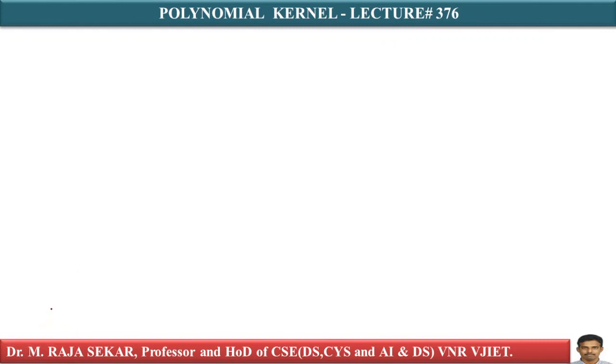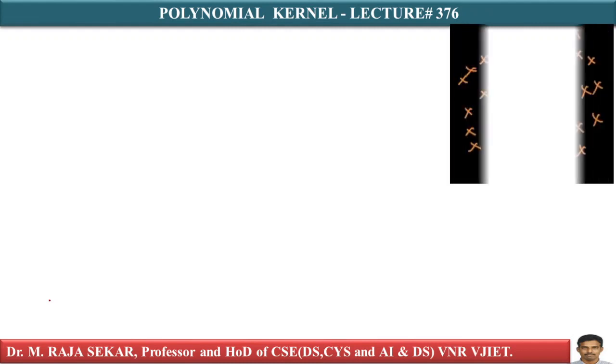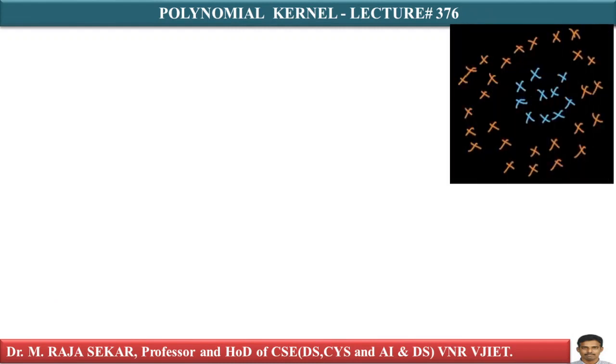In this lecture, we will try to understand polynomial kernel. Since we talk so highly about the kernelization idea, let's look at one of the simplest kernels, called the polynomial kernel. I have a bunch of points here, the two concentric circles case. I have a bunch of positive points surrounded by a bunch of negative points. Let's see how kernelization solves this problem.